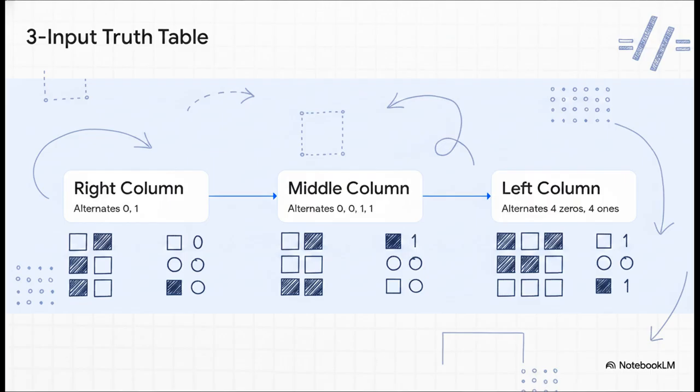Finally, that leftmost column changes every 4 rows: 4 zeros, then 4 ones. Doing it this way creates a perfectly logical, organized pattern that guarantees you cover all 8 possibilities.